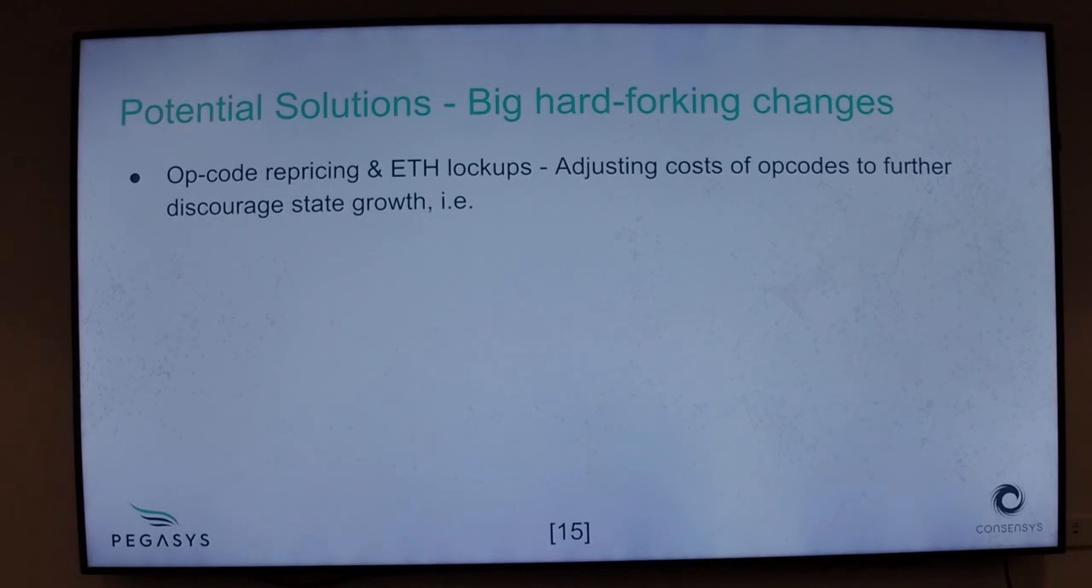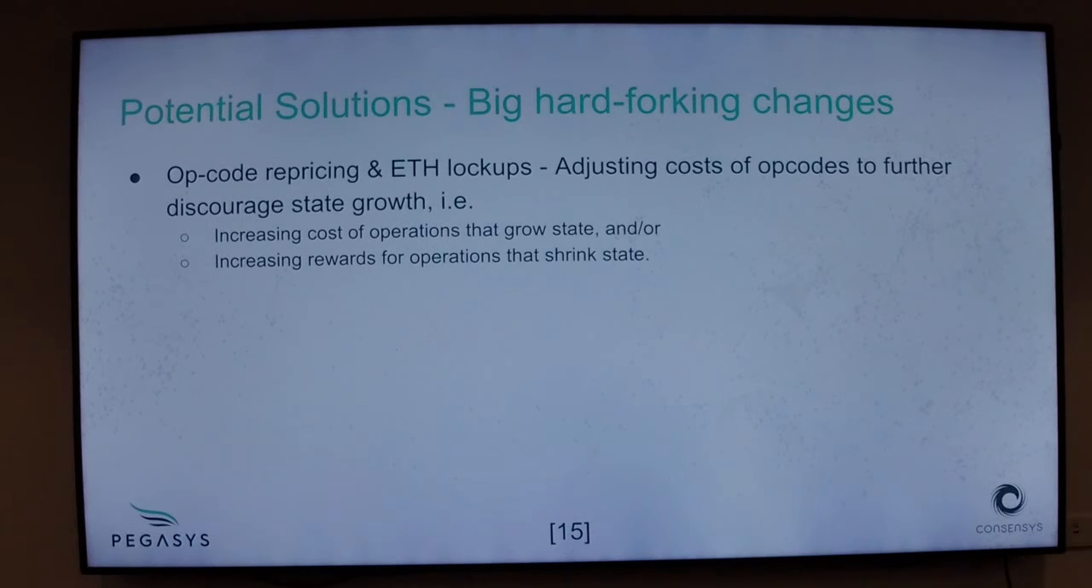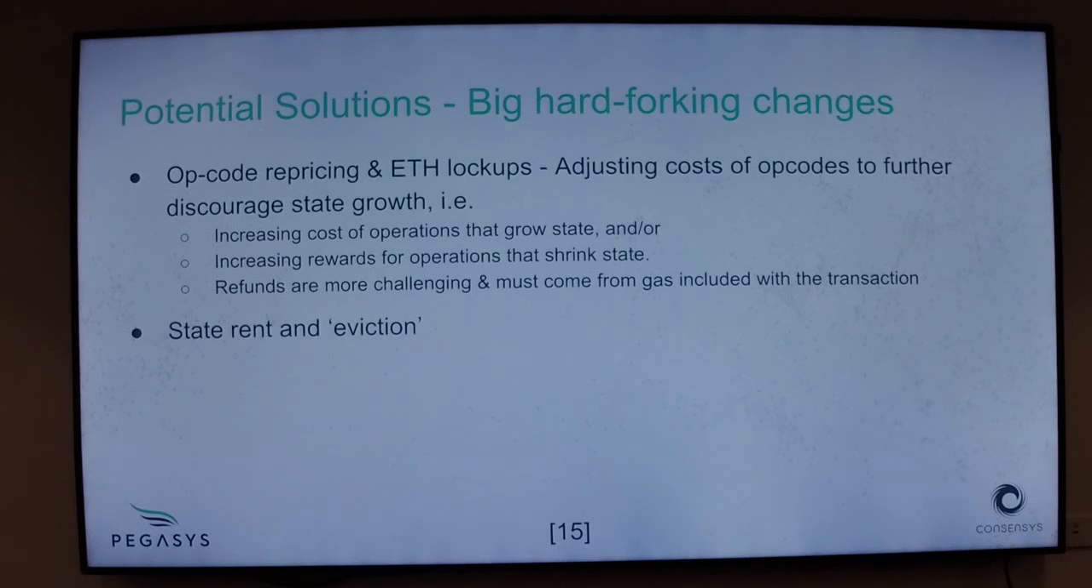Then there are the big hard forking changes: opcode repricing and ETH lookups, adjusting costs of opcodes to further discourage state growth. So the sort of thing that you'd be doing is, for any opcodes that would encourage state growth, you'll increase the cost of those ones, and you'll increase the rewards for operations that shrink state. The more tricky bit would be around refunds, how do we handle refunds, because that will have to come from the gas which is included in the transaction.